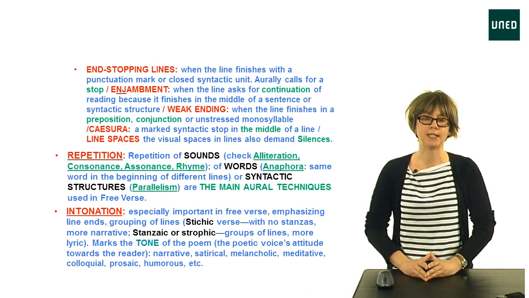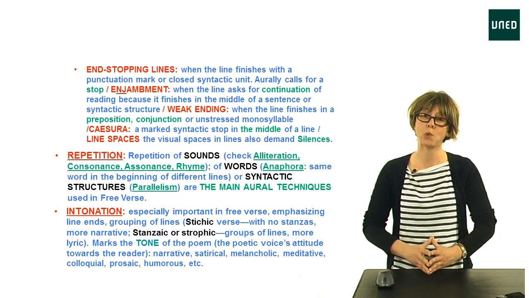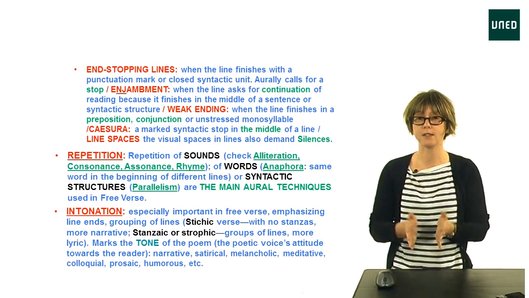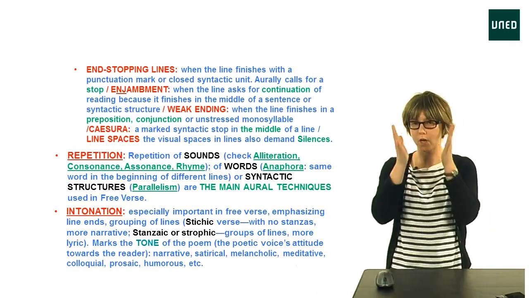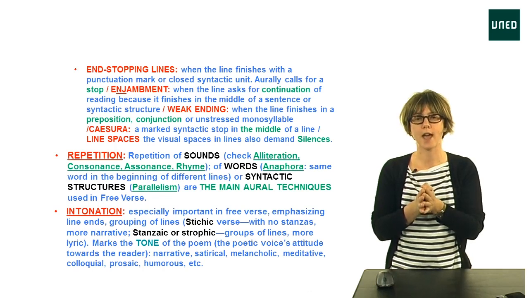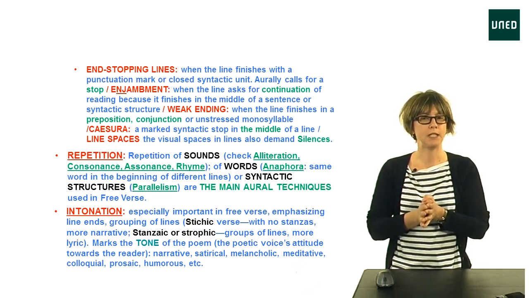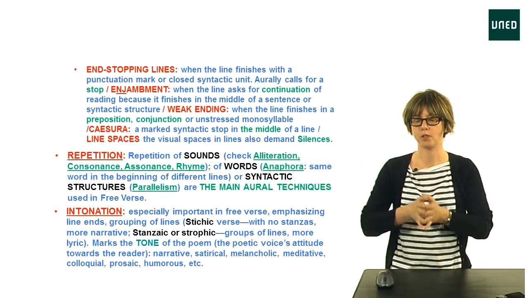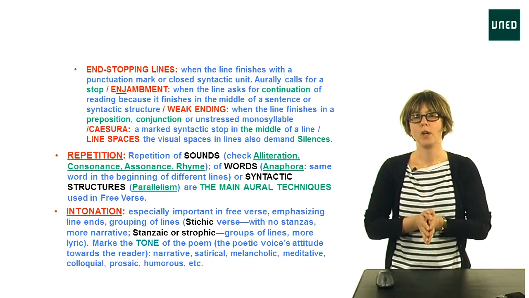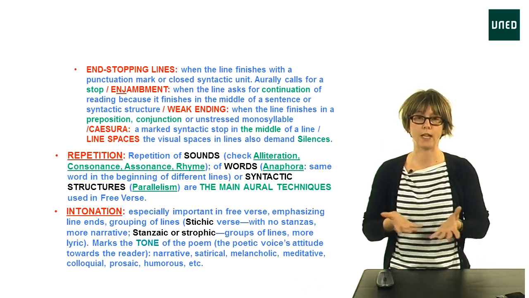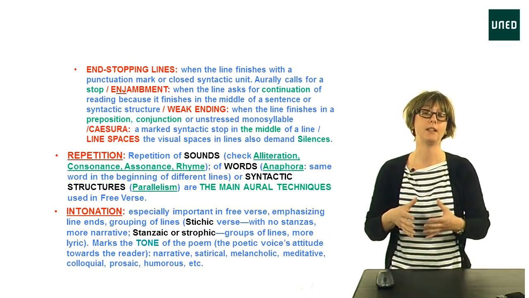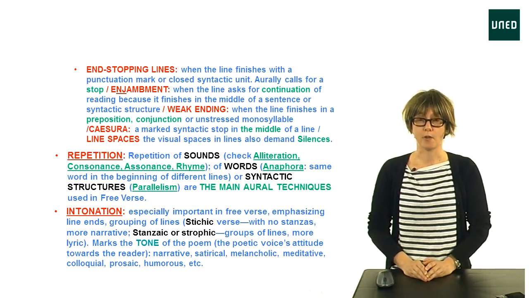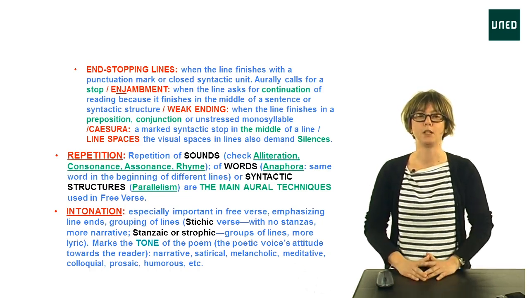Another element is intonation. It's especially important in free verse, since it emphasizes line ends and the way the poem is structured, the grouping of lines. We can have stichic verse, which means that there are no stanzas in the poem. These kinds of poems tend to be more narrative. We also find stanzaic or strophic poems, which means the poem is structured in groups of lines, in stanzas. And these kinds of poems tend to be more lyrical in terms of intonation.